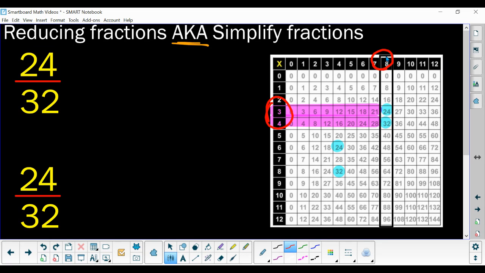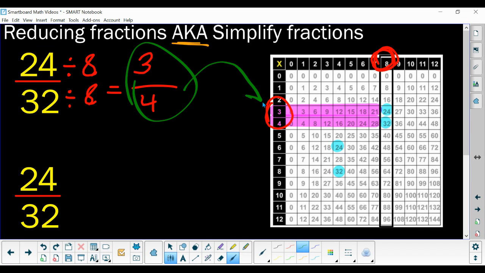So the number I'm going to divide both of these by is this number that goes on top of the column, 8. So I'm going to divide this and this by 8. What is 24 divided by 8? 3. What is 32 divided by 8? 4. And if you noticed, our answer matches up to what I have right there, 3/4. So that's how you reduce fractions using a multiplication table.